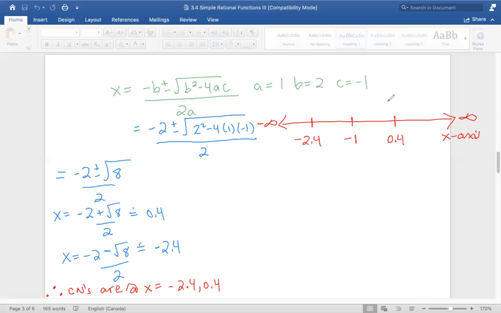0.4 is a critical number, CN. -2.4 is a critical number, but my -1 is a vertical asymptote, because I have to be careful when talking about increasing and decreasing. It's not increasing and decreasing; there's a separation there with the vertical asymptote. So now I actually have 4 intervals. My chart's going to be relatively big here with 5 sections, and I think I can fit that in here.